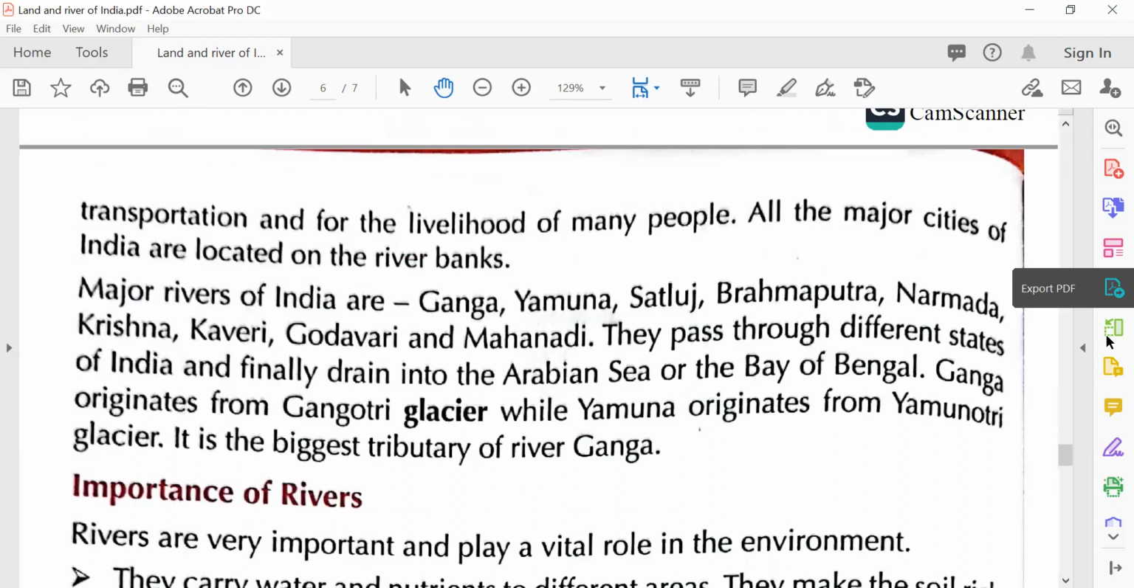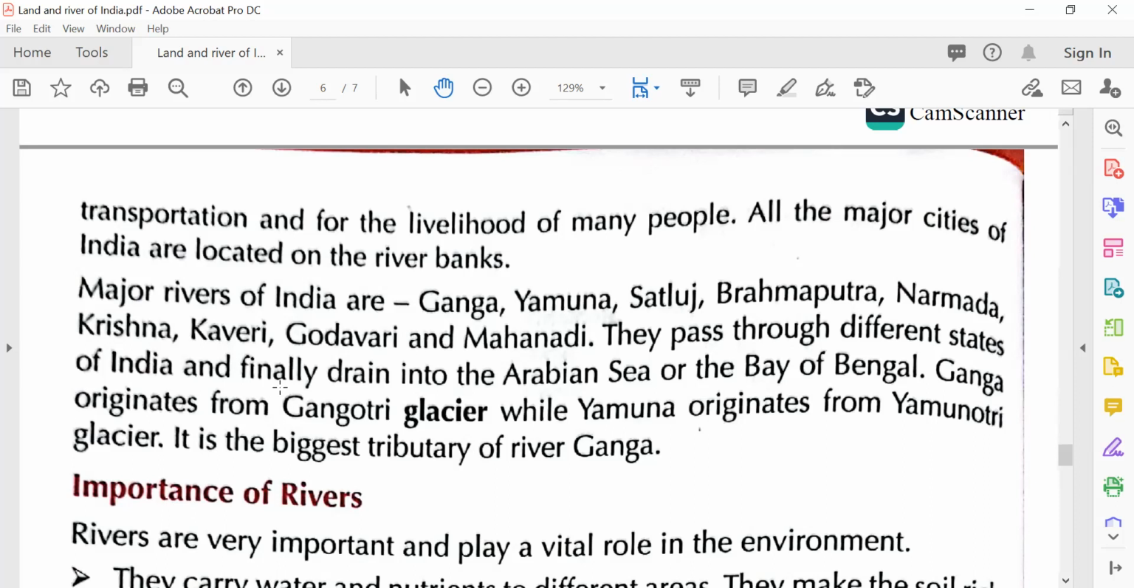So why do many people live near the river banks? Because livelihood becomes easy. They can grow the crops and they can eat, and the means of transportation is also well developed. So which are the major rivers of India? Ganga. Tell with me: Ganga, Yamuna, Satluj, Brahmaputra, Narmada, Krishna, Kaveri, Godavari, and Mahanadi. They pass through different states of India and finally drain into the Arabian Sea or Bay of Bengal. So where do these rivers finally drain into? Either the Arabian Sea or the Bay of Bengal.